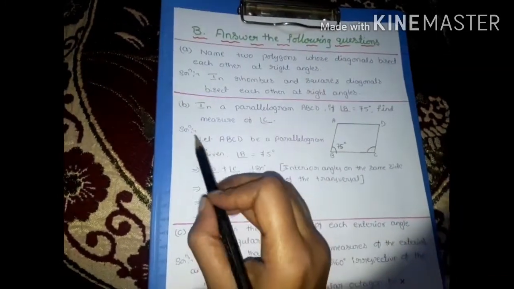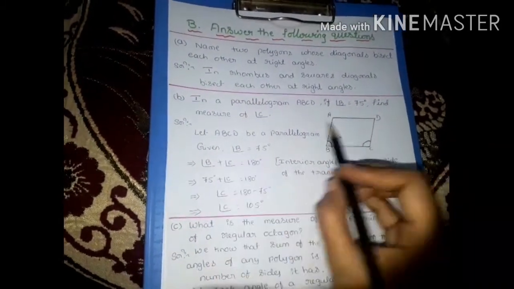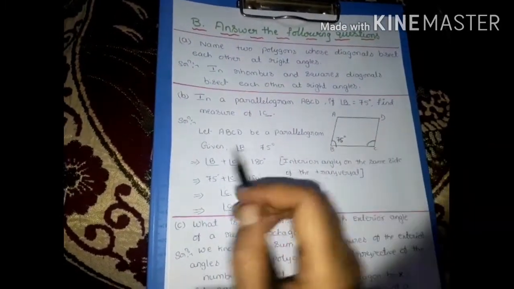So here, first in the solution, let ABCD be a parallelogram. Given angle B is 75 degrees.